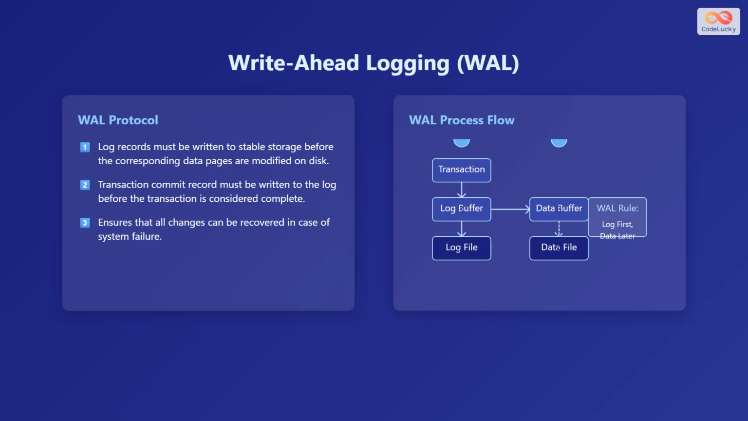Let's look at the write-ahead logging process flow in the diagram. Starting with the transaction, we have the log buffer. Data flows from the transaction to the log buffer. The first step. Next, the log buffer is written to the log file. Second step. From the log buffer, data also goes to the data buffer, the third step, but this happens after writing to the log file. And finally, the data buffer is written to the data file. The fourth step. The write-ahead logging rule is log first, data later.